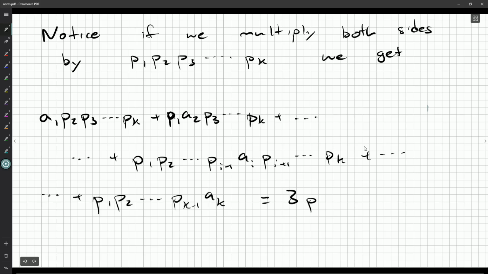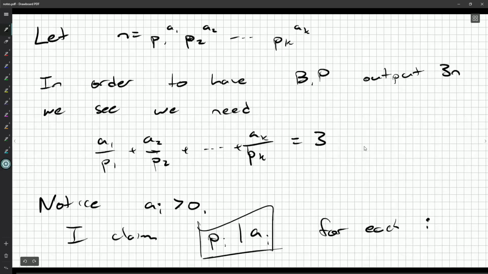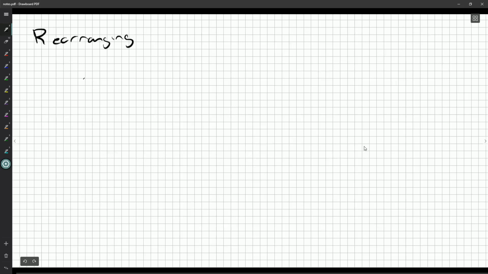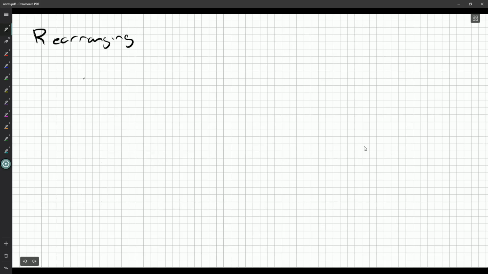And all of this is equal to 3 p1, p2, all the way up to pk. Okay. Rearranging. If you're uncomfortable manipulating indices like this, I'm pretty sure we can make an argument before we do all this that you're going to need at most 3 of these. But you should get comfortable with indices like this, even if it's a little hard to parse and understand as you're going along. I'm just trying to be as general as I possibly can be.